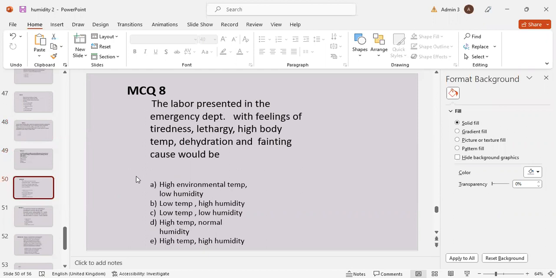MCQ number 8. A laborer presented in the emergency department with feelings of tiredness, lethargy, high body temperature, dehydration, and fainting. The cause would be high environmental temperature, low humidity; low temperature, high humidity; C option, low temperature, low humidity; D option is high temperature, normal humidity; and E option is high temperature and high humidity. E. Yes, E is the right option.